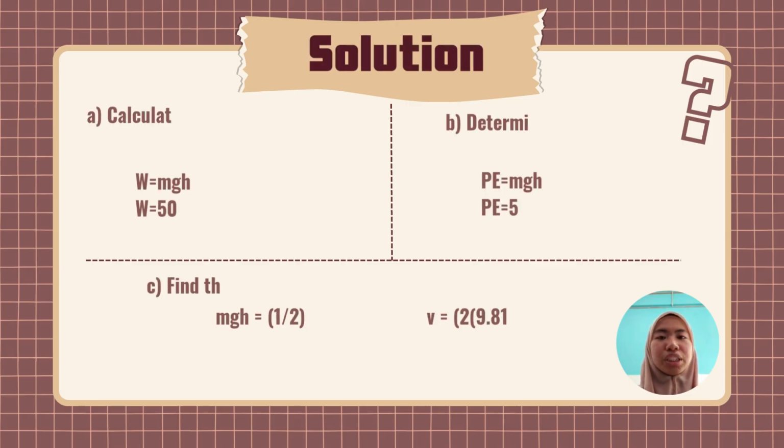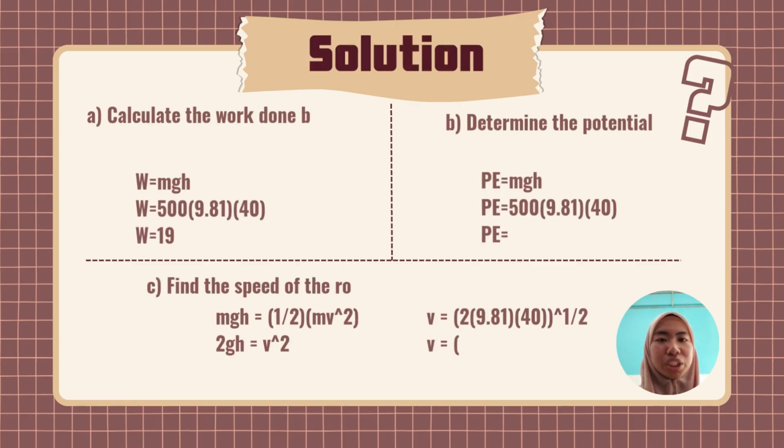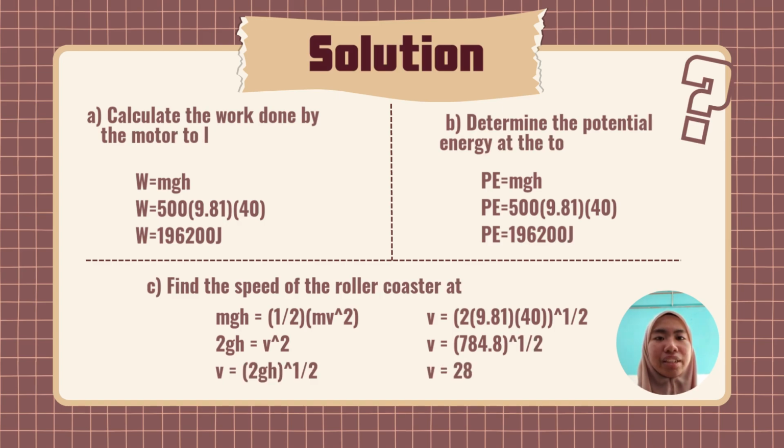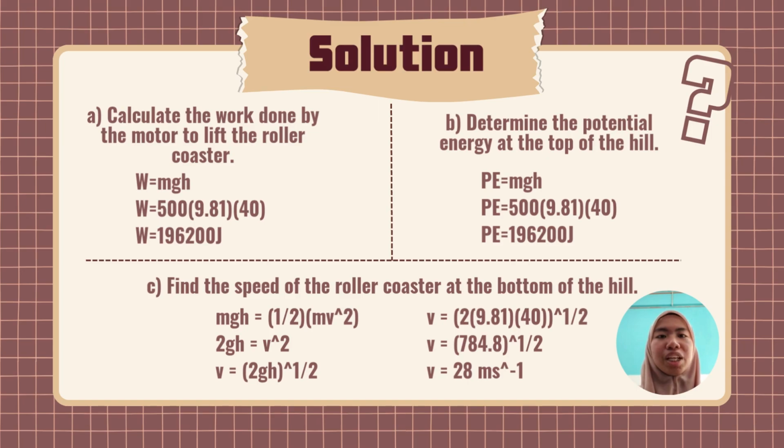Next, we go to the solution. For question A, calculate the work done by the motor to lift the roller coaster. The work done by the motor to lift the roller coaster is equal to the gain in gravitational potential energy. We use the formula W equals mgh.